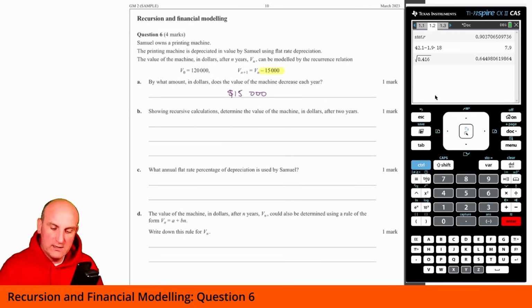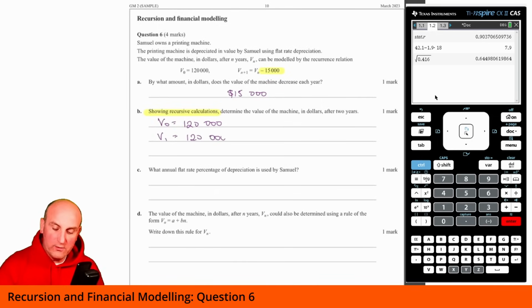Showing recursive calculations. Again, the number of people who do not show the calculations. Not only do you have to show the answers, you have to show the actual calculations. So in here, I'd write V0 is equal to 120,000. Then I say that V1 is equal to, they told you how to find it. They said to get to the next one, you take the previous one and take away 15,000.